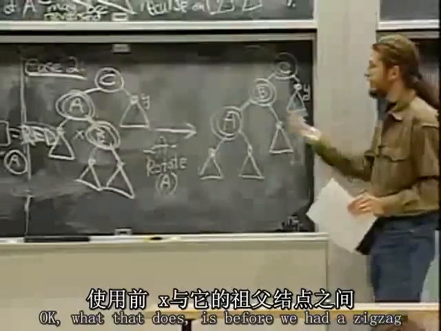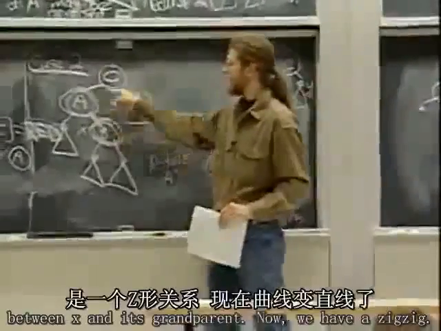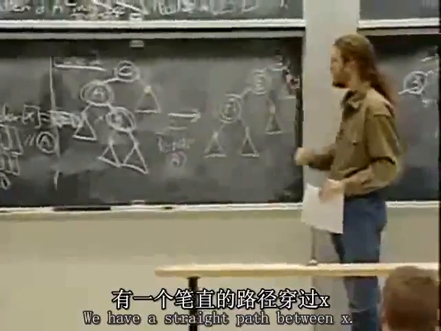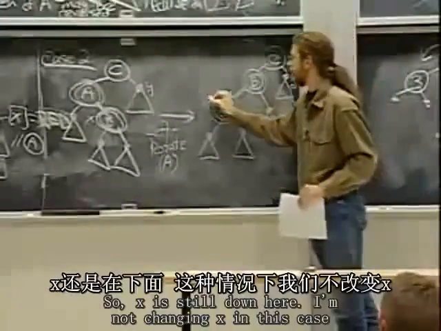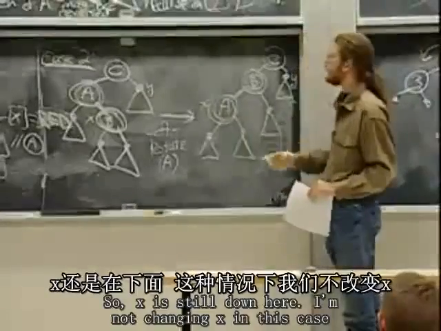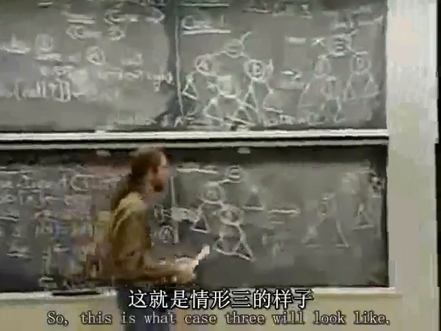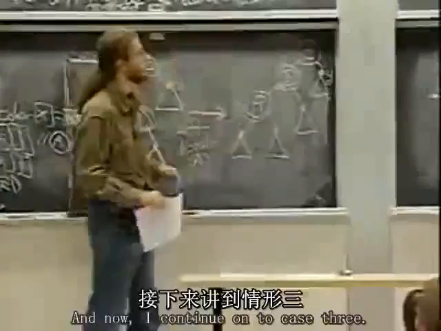Okay, what that does is before we had a zigzag between X and its grandparent. Now we have a zig-zig. We have a straight path between X. So X is still down here. I'm not changing X in this case, because after I do case 2, I immediately do case 3. So this is what case 3 will look like, and now I continue on to case 3.